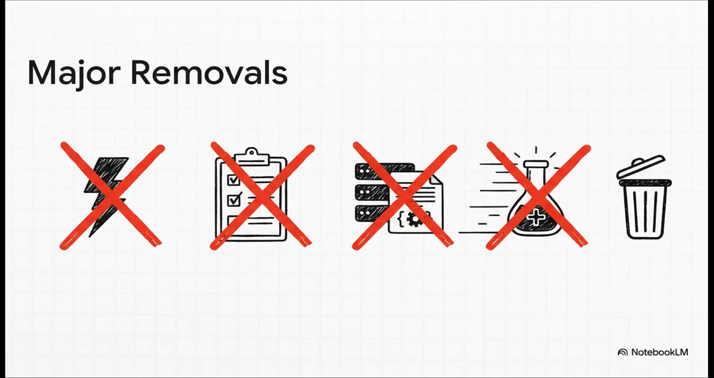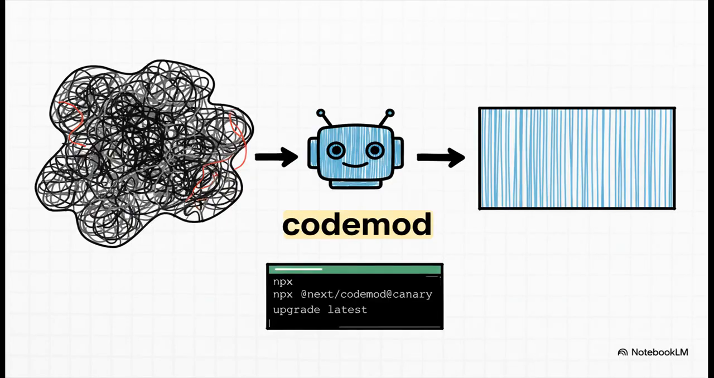A few features have also been removed entirely. So full AMP support, that's gone. The next lint command is also gone. You'll just run ESLint directly now. And those old runtime config properties and the experimental.ppr flag, yeah, those are gone too, replaced by the new systems we just talked about. But here's the good news. The Next.js team has a codemod that can help automate a ton of this upgrade process. You can just run this one single command in your terminal, and it'll take care of a lot of these changes for you. This is definitely the best place to start when you're ready to migrate.